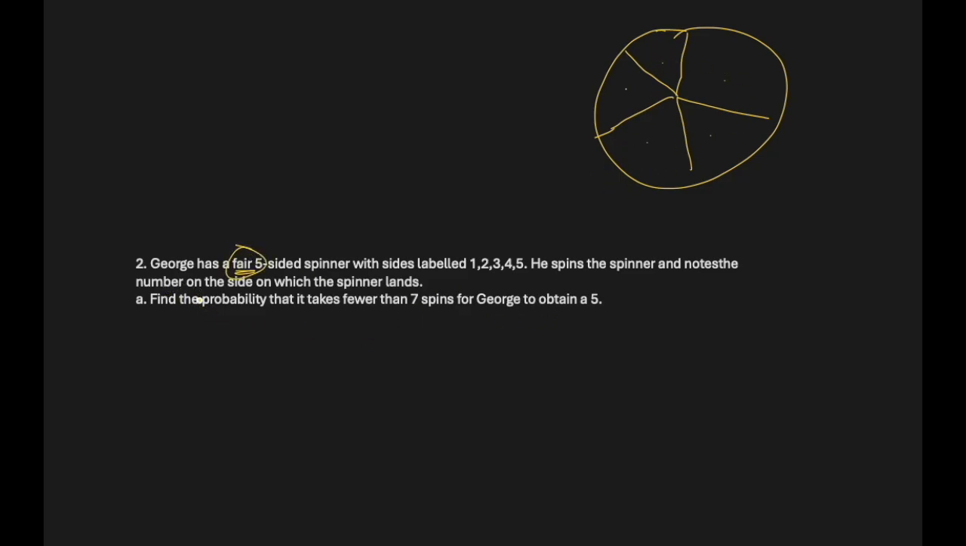On which the spinner lands, that is the number. Find the probability that it takes fewer than 7 spins for George to obtain a 5. First of all, probability of 5 is p, which is the probability of success. And what is the probability of 5? It is 1 over 5, because all of them are equally placed, so the probability of 5 is 1/5.